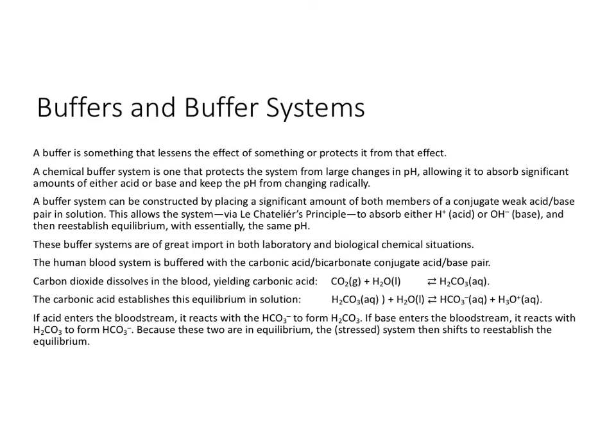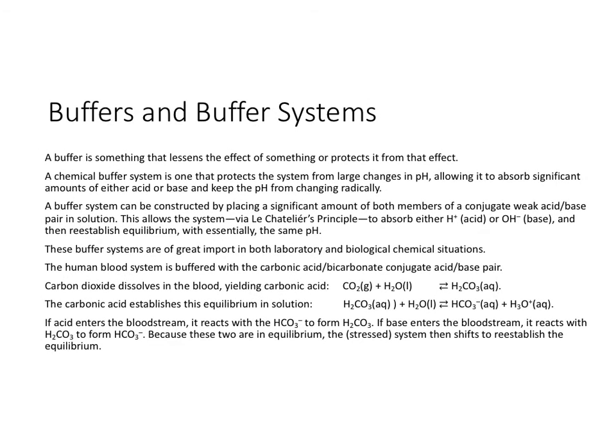When we talk about a buffer system in chemistry, we're talking about something that protects the system from large changes in pH. That is to say, we're going to allow the system to absorb significant amounts of either acid or base and keep the pH from changing radically. We want a change in pH of less than plus or minus 1 unit.